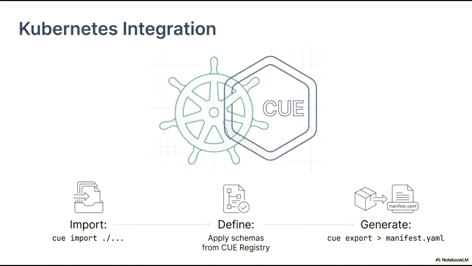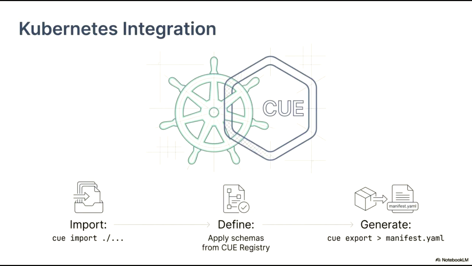Here, you apply schemas from the Q registry to enforce consistency, validate data types, and define complex relationships within your configuration. Finally, the process concludes with the generate phase. Using Q export, Q compiles these definitions back into a standard manifest.yaml file. This approach ensures that your Kubernetes manifests are not only generated automatically, but are also fully validated against your defined schemas before deployment.